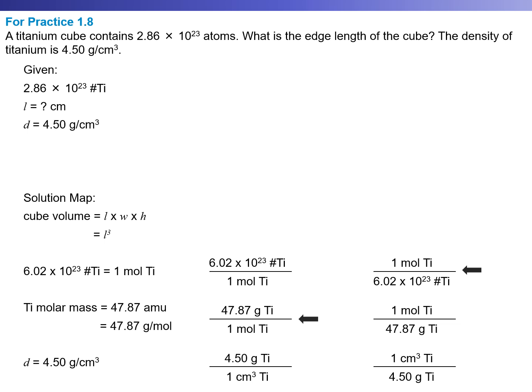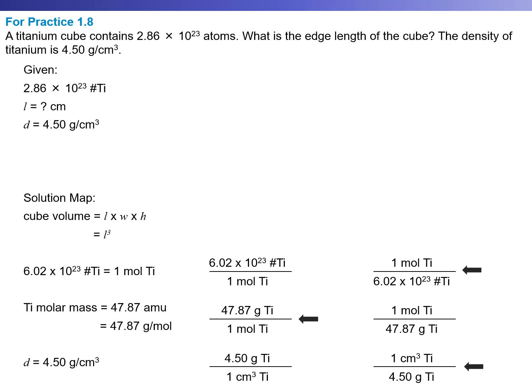Now once we're out of moles of titanium, we're going to be in grams of titanium, but we don't want to be in grams of titanium. We actually want to be in centimeters of titanium. So in this last conversion factor, we want the grams of titanium to be on the bottom, which means that it's going to be this conversion factor that we're going to be utilizing. So now we have our three conversion factors.